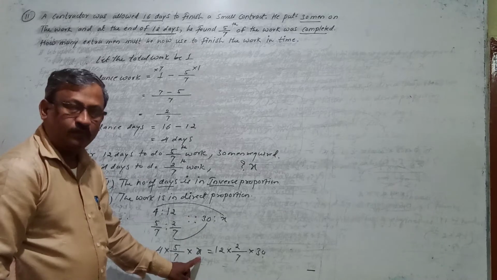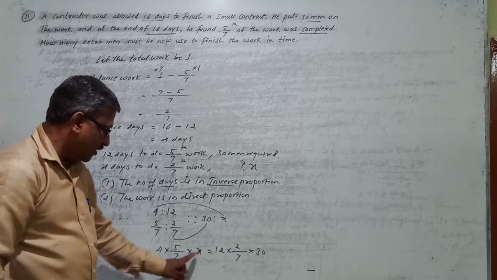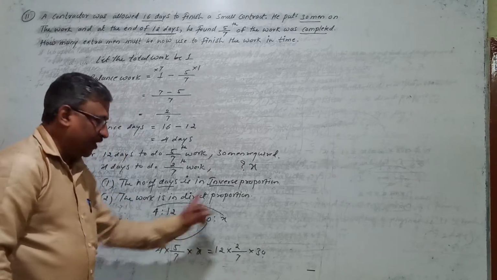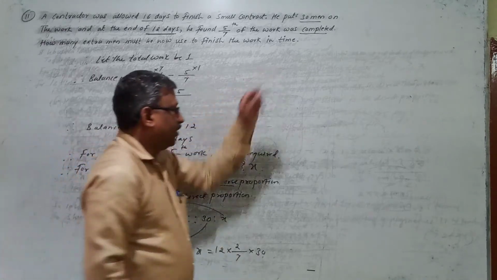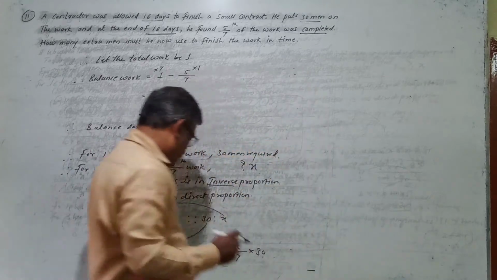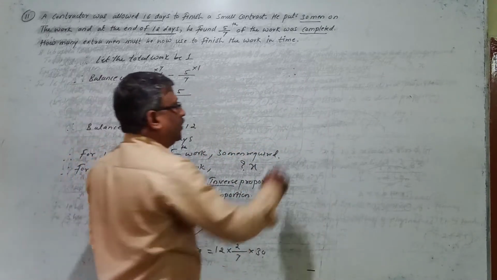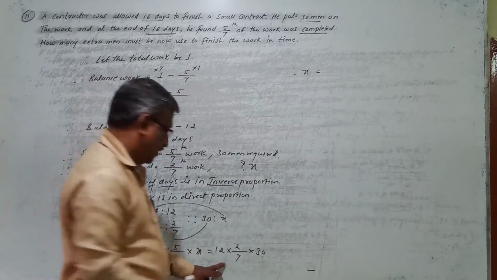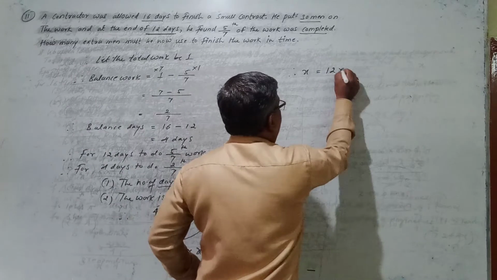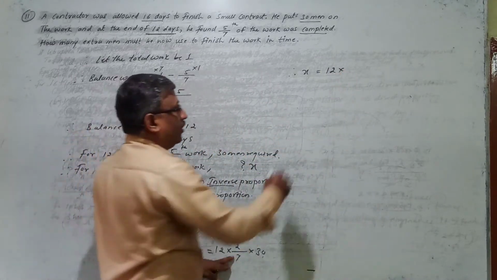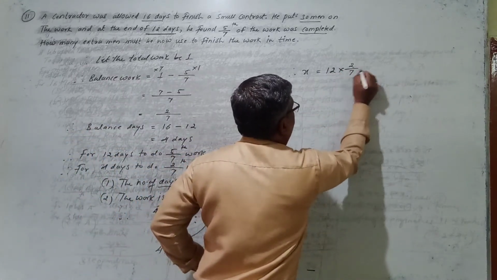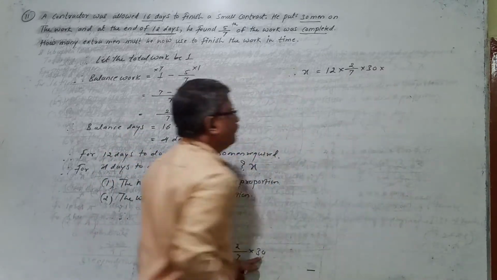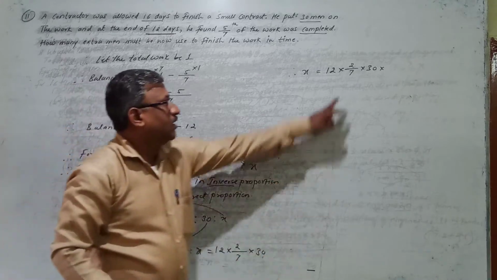Now I want the x value. For that, you bring this x outside and transfer these two values to the other side, so these two multiplications become division. So I'll take this x outside here. x is equal to, this remains as it is: 12 into 2/7 into 30.